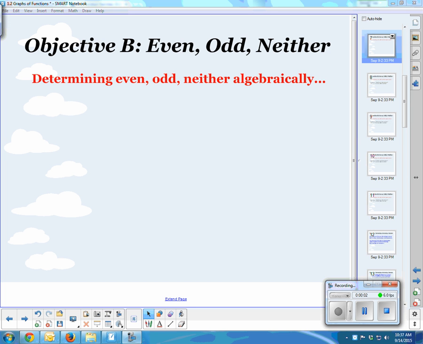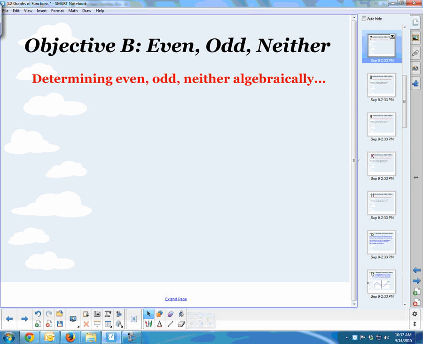In today's lesson, we'll be taking a look at even, odd, and neither for functions. And what we'll be looking to do is determine if functions are even, odd, or neither algebraically. It's in most cases easier to determine even, odd, and neither from the graph of the function, but sometimes it is not easy or feasible to make the graph. So having an algebraic technique to fall back on can be very, very useful.